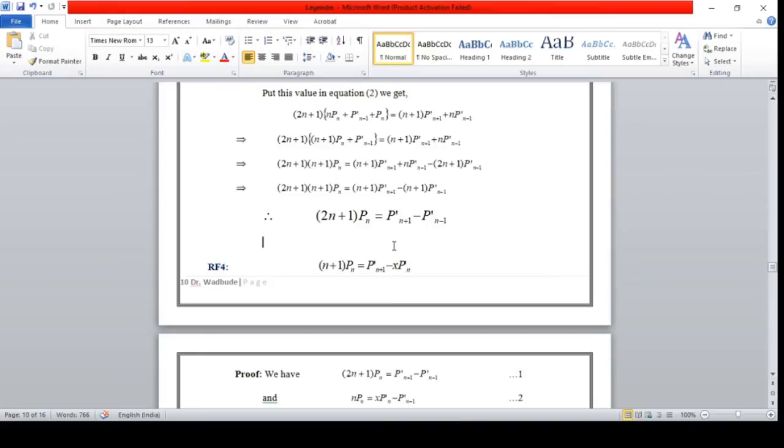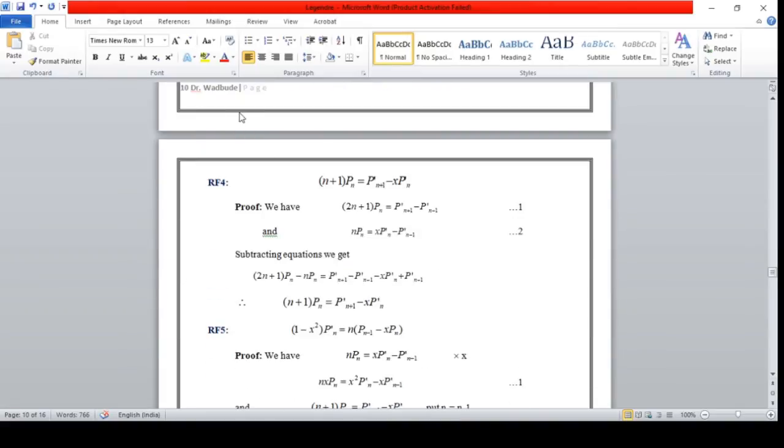Next recurrence formula is the fourth recurrence formula. This is n plus 1 Pn is equal to P dash n plus 1 minus x P dash n. Proof. We have the third recurrence formula, twice n plus 1 Pn is equal to P dash n plus 1 minus P dash n minus 1, equation number 1, and this is the second recurrence formula, nPn is equal to x P dash n minus P dash n minus 1, second recurrence formula.